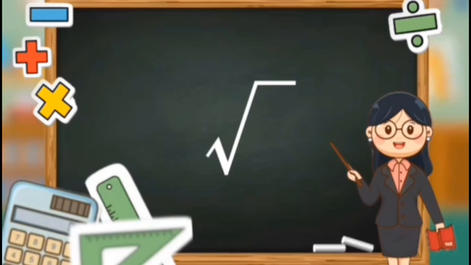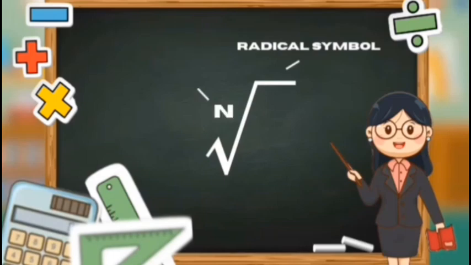Firstly, we will need to use this sign. This is called the radical symbol. This is the notation used to indicate a root calculation. Then the small number on the left side of the radical symbol is called the index. This symbolizes how many times the root must be multiplied.